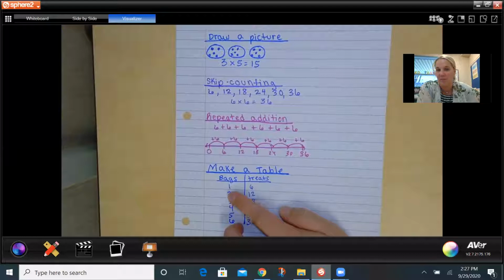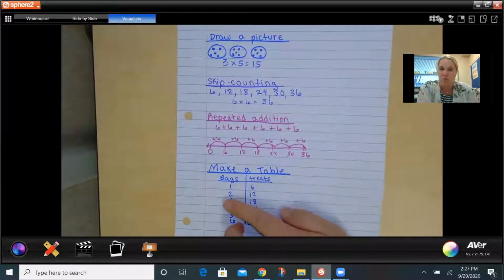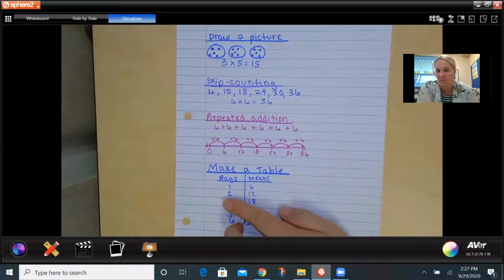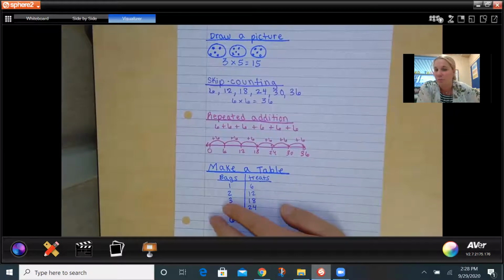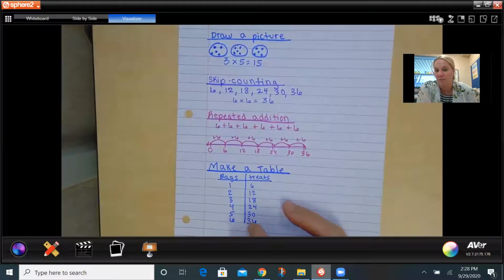Well, I think that if this was times 6, this has to be times 6, right? So 1 times 6 is 6. 1 group of 6 is 6. 2 groups of 6 is 12, or 2 times 6 is 12. 3 groups of 6 is 18, or 3 times 6 is 18. 4 groups of 6 is 24. 5 groups of 6 is 30. 6 groups of 6 is 36.